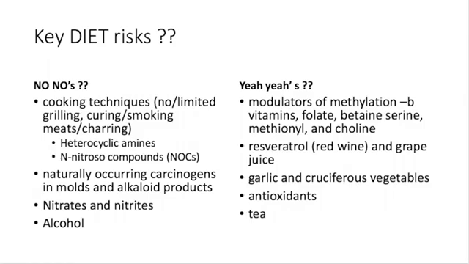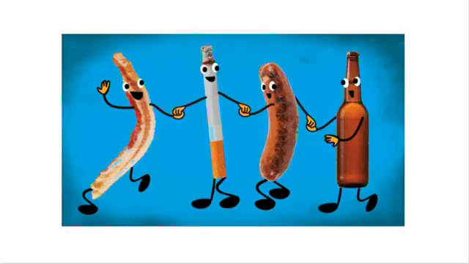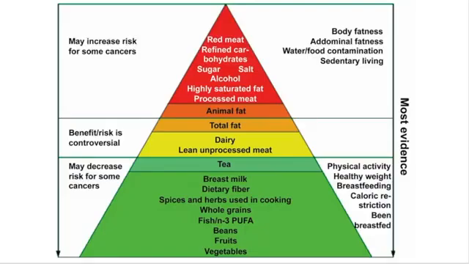So let's take a look at diet. If we could summarize the bad things that you potentially could ingest, putting you at risk for developing cancer, there it is. I just absolutely love this. So here you can see what may decrease the risk of some cancers: tea, breastfeeding, dietary fiber, spices and herbs, whole grains, fish with omega-3 fatty acids, beans, fruits, vegetables.